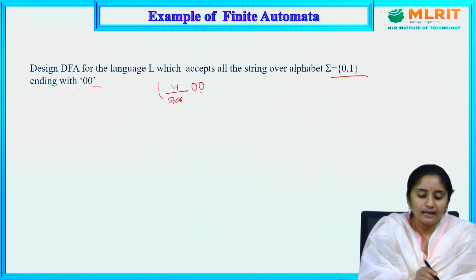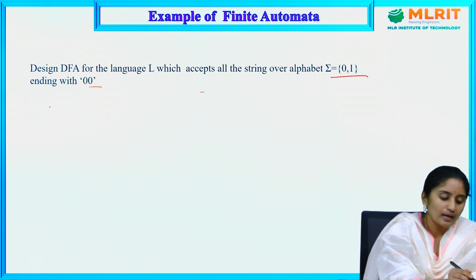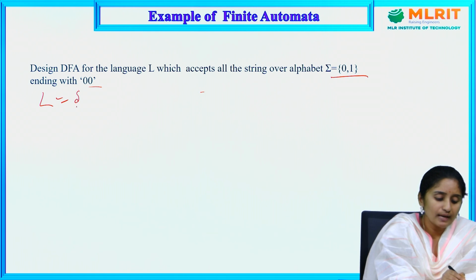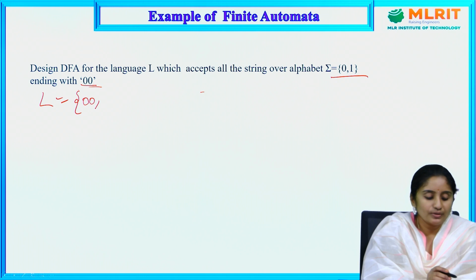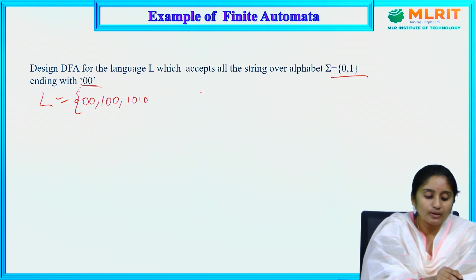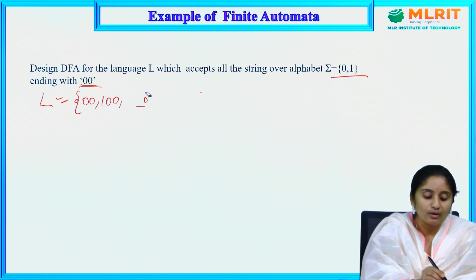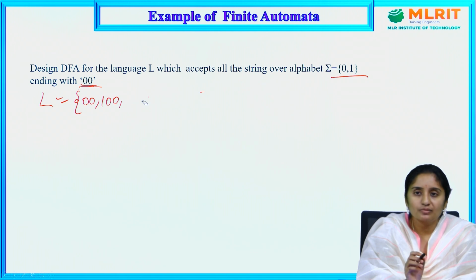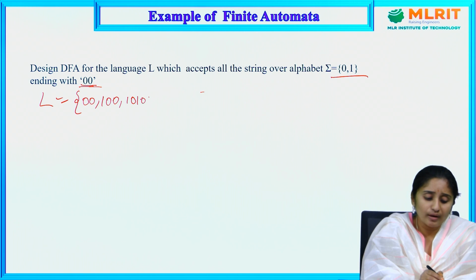So let's first construct a language. What is the language we can have? The first I am taking is 0 0. The next I can take is 1 0 0. I cannot take 1 0 1 0. Is this string accepted? No, it is not accepted. Why? Because here 1 is followed by 0, but at the end 0 should be followed by another 0. So 0 0.